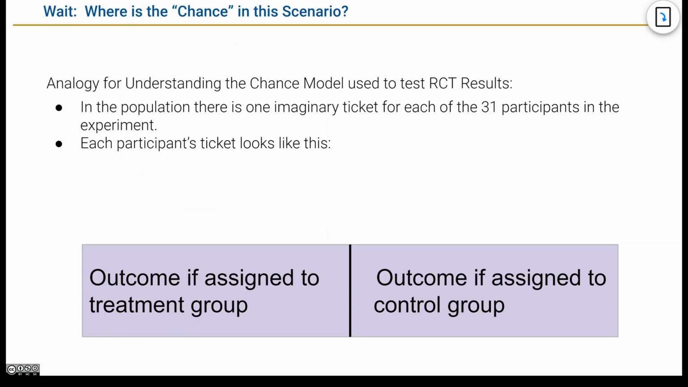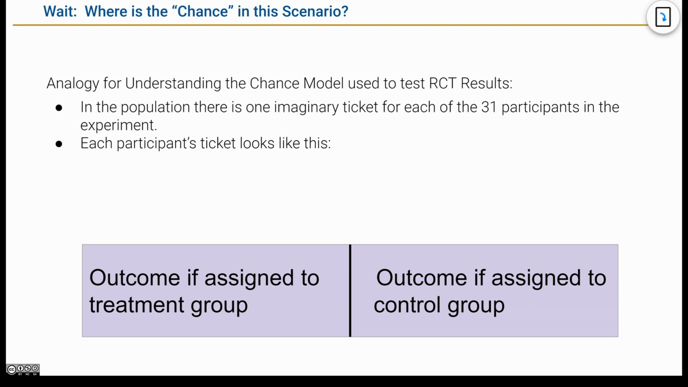Okay, so where's the chance in the scenario? Really what I want you to think of is before these patients are randomized into two groups, imagine that there's two possible outcomes for each patient. The outcome that would have happened if they were assigned to the treatment group, and the outcome for that same patient that would have happened if they were assigned to the control group. Those are the two potential outcomes of the patient. I'm having you picture it as just like an imaginary ticket. So out of these 31 people, there are 31 potential treatment outcomes and 31 potential control outcomes.